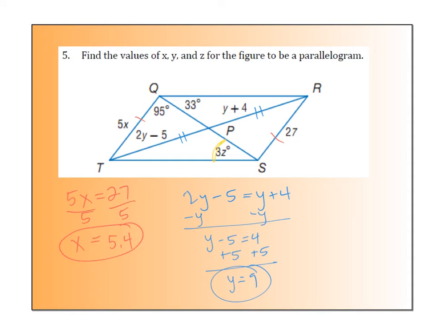So I see the 3z down here. Remember, if it's a parallelogram, your parallel sides get cut by a transversal. So we can have what's called alternate interior angles. The 3z would equal the 33, because those are alternate interior angles, and if the lines are parallel, they are congruent. So z is 11.